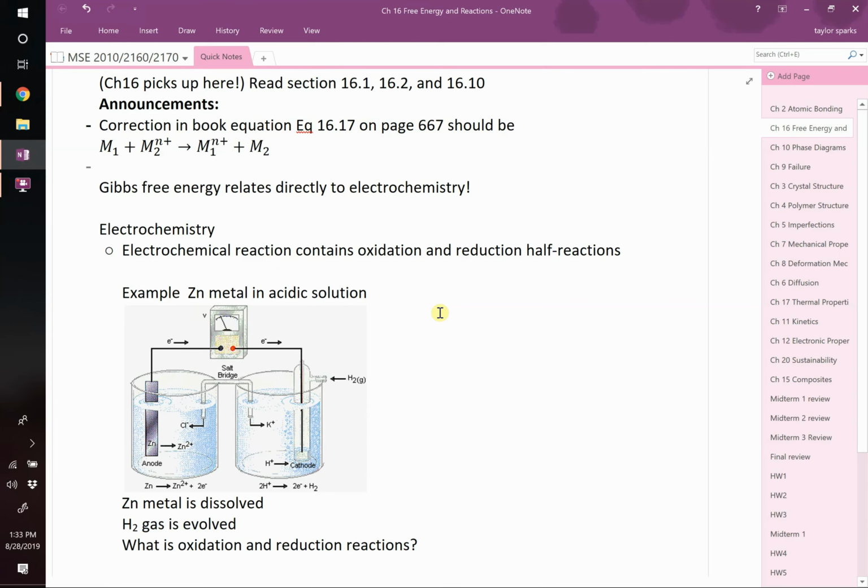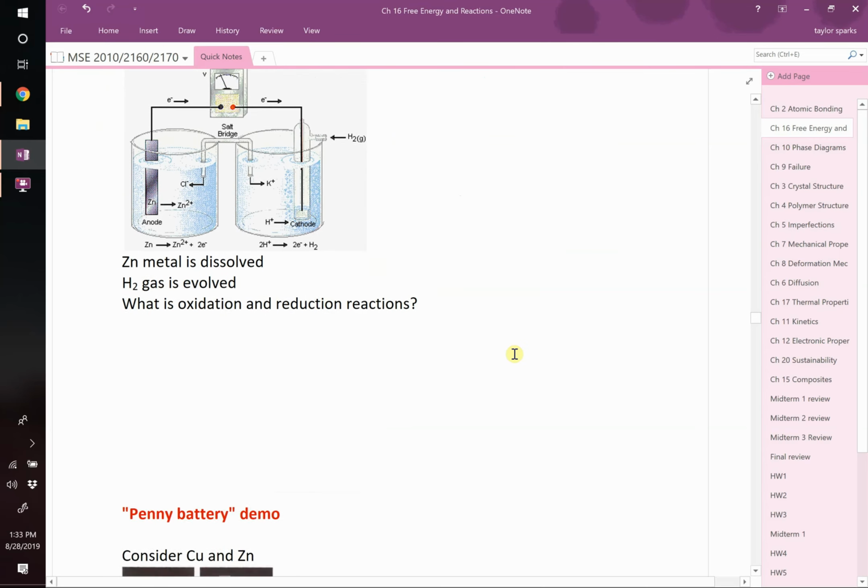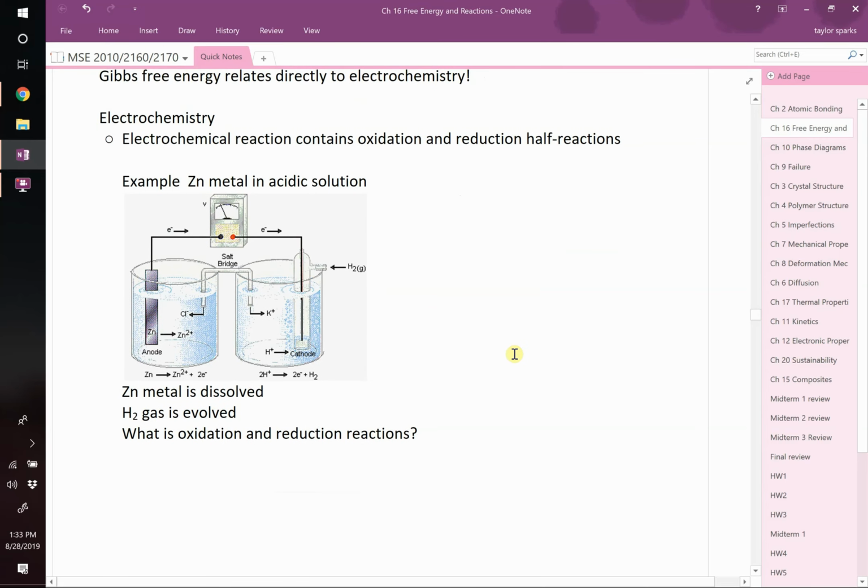So if you created this thing, you would literally see bubbles coming off of this platinum electrode. It would be bubbling, and the zinc over time would be disappearing. It would be corroding until it disappeared. And this happens completely spontaneously, which is pretty amazing, okay? And it's not just platinum and zinc you can do this with. Any dissimilar metals will have a similar reaction.